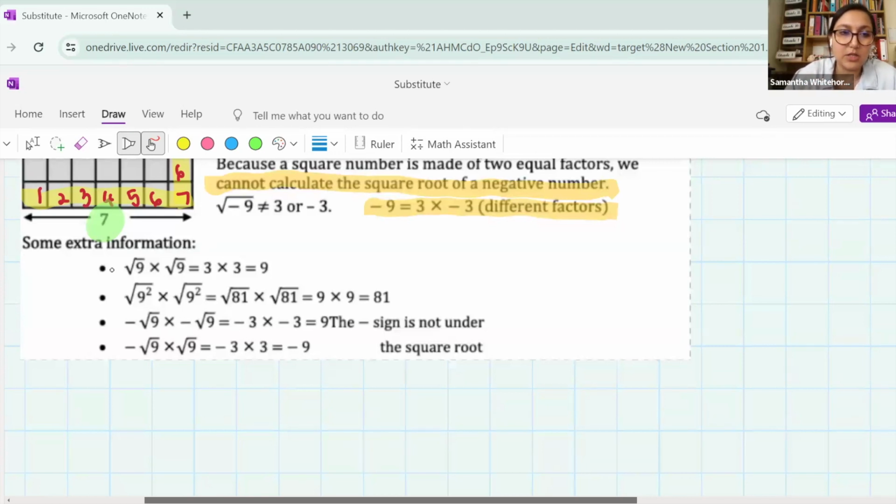So again, I'm just waiting here in case you want to screenshot this extra information over here. It just gives us a general idea of what happens. So for example, the square root of 9 times the square root of 9, the square root of 9 is 3, so you're actually working with 3 times 3. If you have the square root of 9 squared times the square root of 9 squared, you're working with the square root of 81 times the square root of 81. Square root of 81 is 9, and so you're actually working with 9 times 9. All of these things we will chat about as we go through some examples.